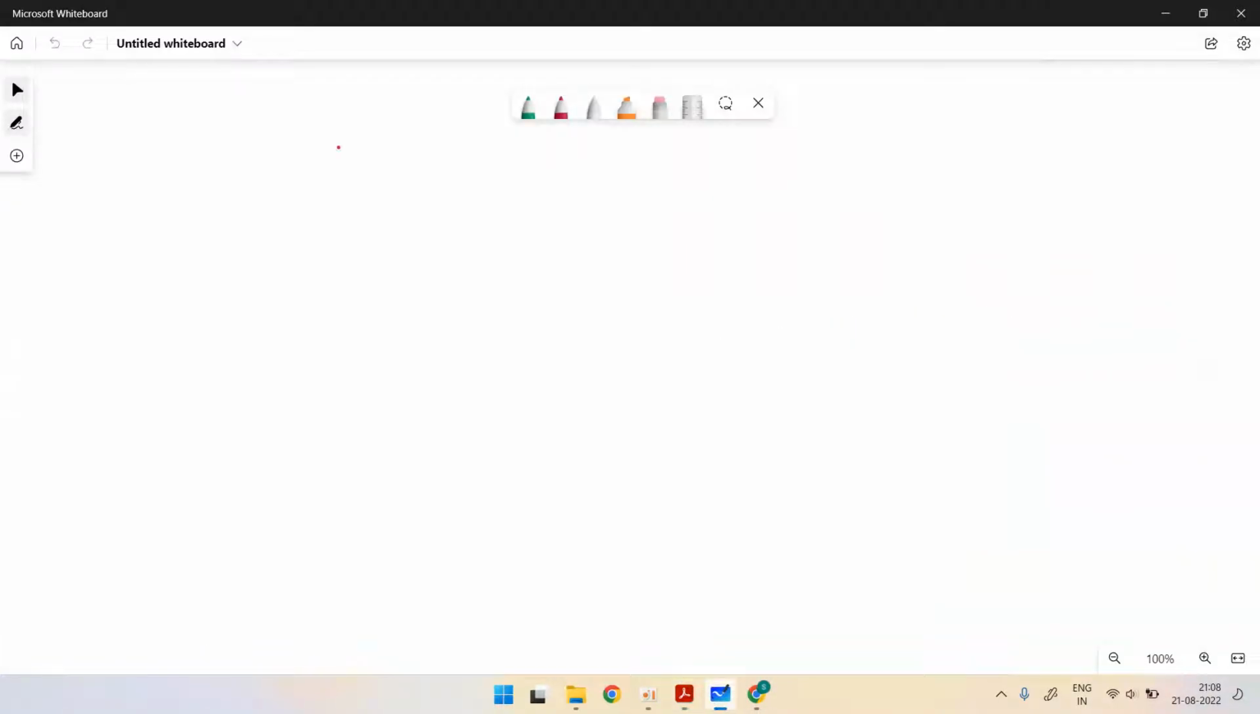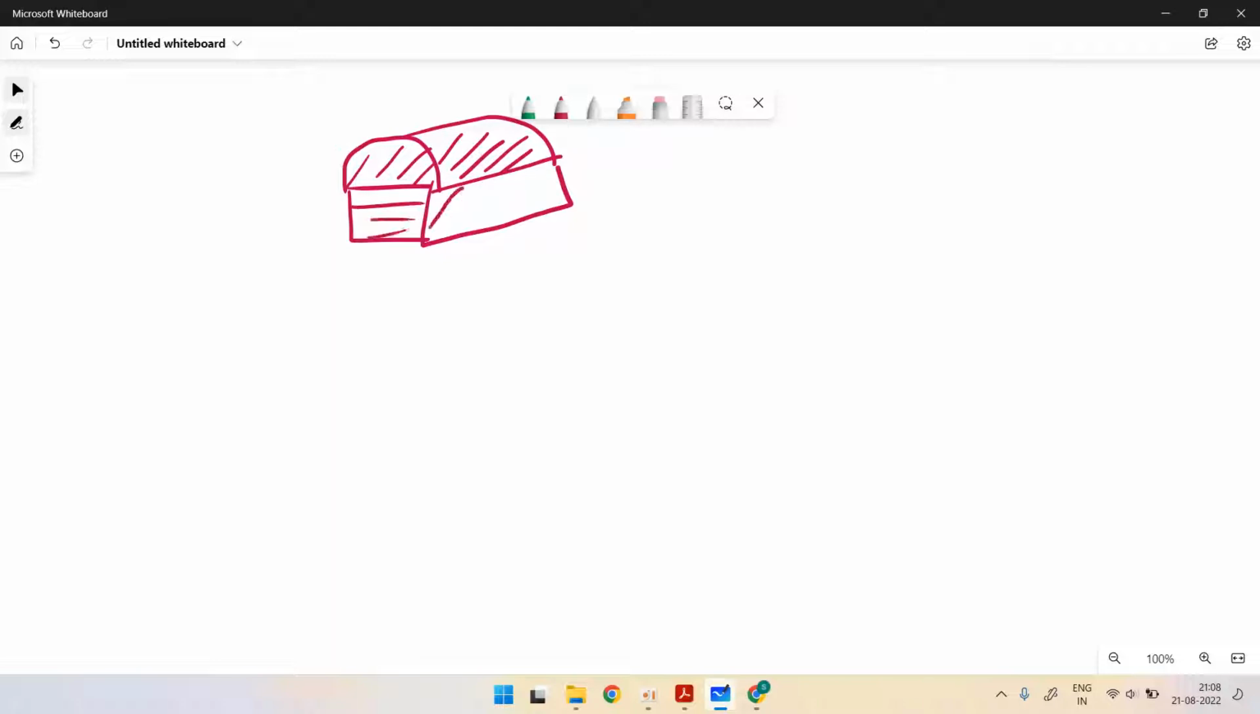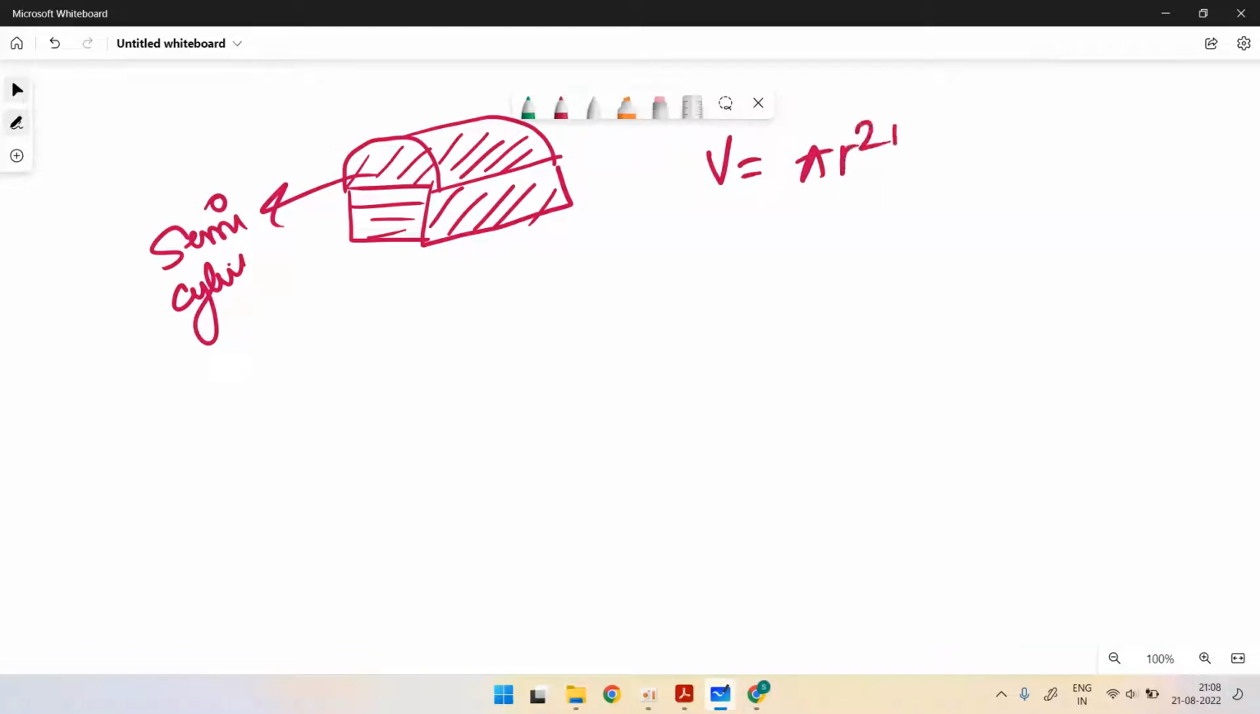See, for this type of shed, the volume of this plus the volume of this. This is a semi-cylinder. The volume of a cylinder is pi r square h, so the volume of a semi-cylinder will be pi r square h by 2. Second is the volume of this cuboid.